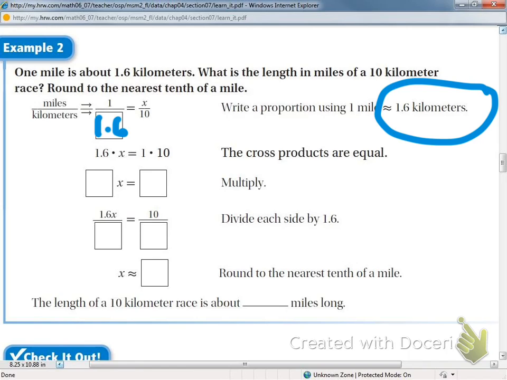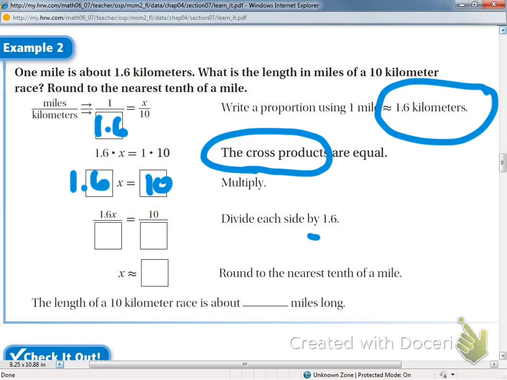So we're going to cross multiply. That's right, we're going to cross multiply to find cross products. So we cross multiply: 1.6 times x is 1.6x, 1 times 10 is 10. So now I need to divide each side by 1.6. So 10 divided by 1.6 is 6.3. So the 10-kilometer race is about 6.3 miles long.